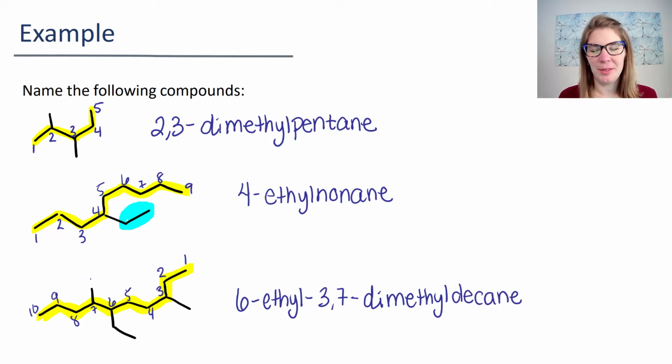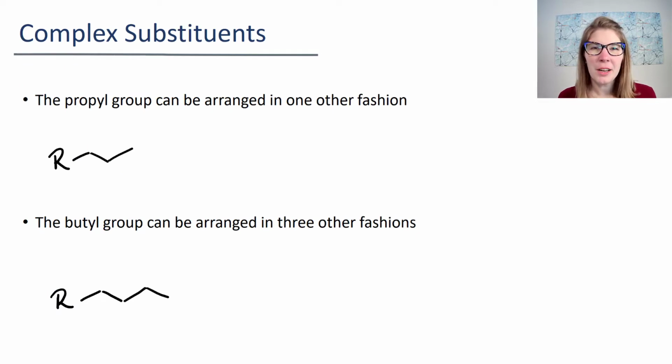Usually by this time, students ask me if it's possible to have a chain that's bigger than decane, and the answer is yes. It's just that we usually don't cover that in this level of organic chemistry. Now I want to go into complex substituents. Sometimes substituents can get a little bit, well, complex, and a propyl group can be rearranged in a different way.